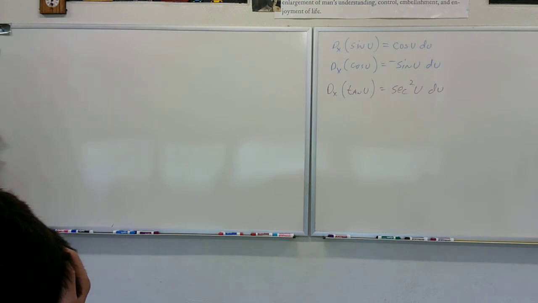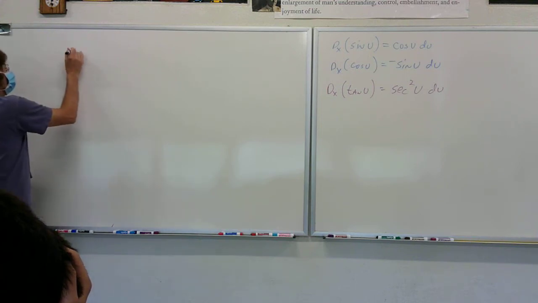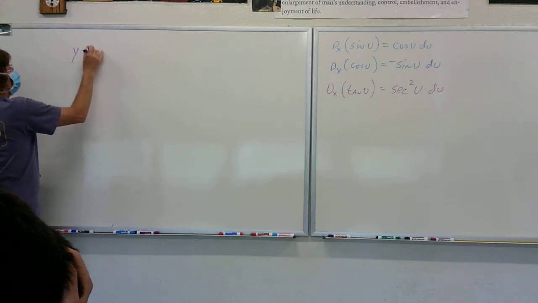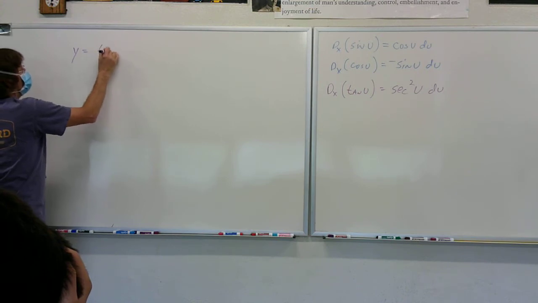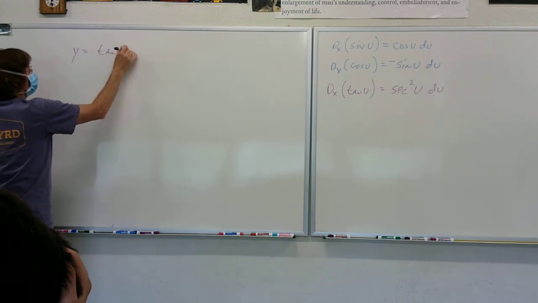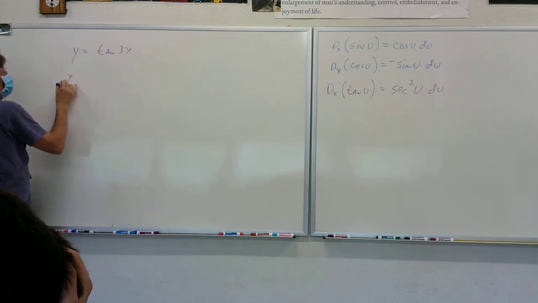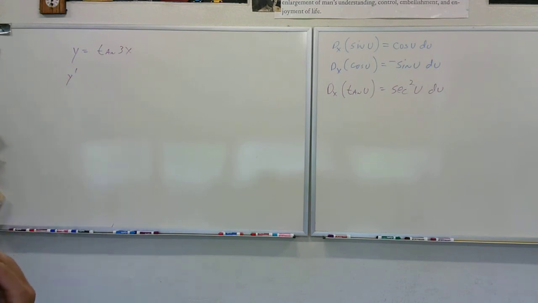Well, the good news is, if you know the formula, you can take the derivative of tangent in different parts. Let's see. y equals tangent 3x. y prime means the same thing as dy over dx.